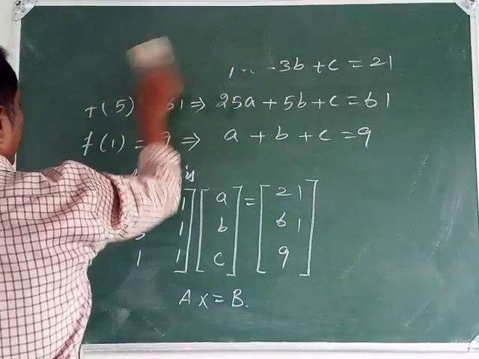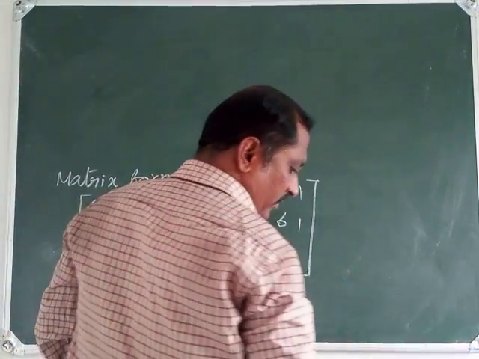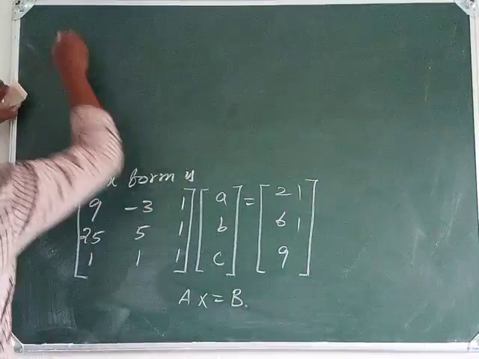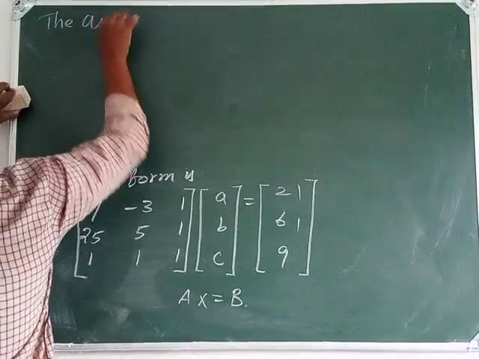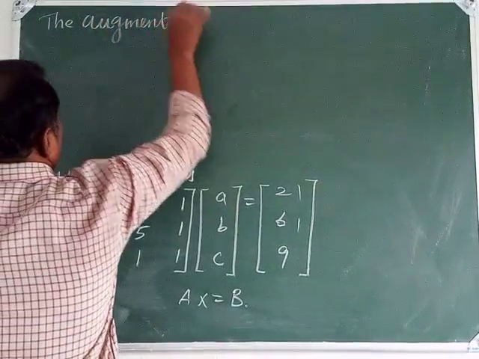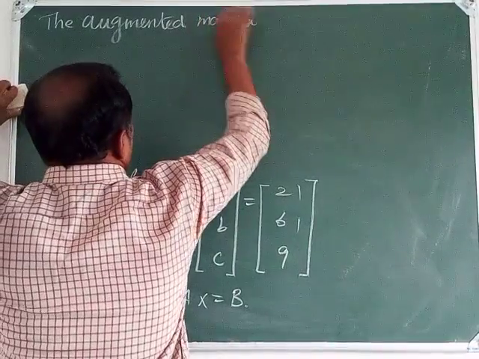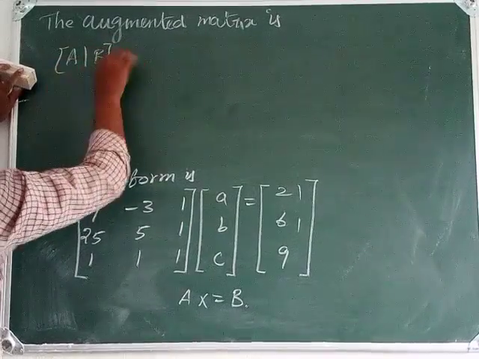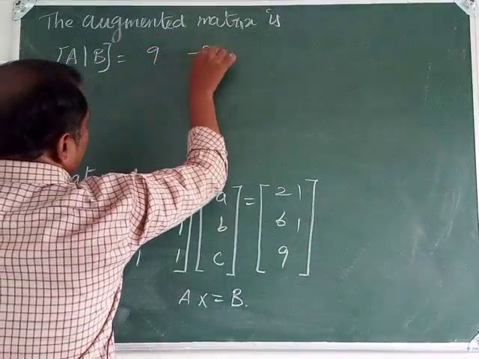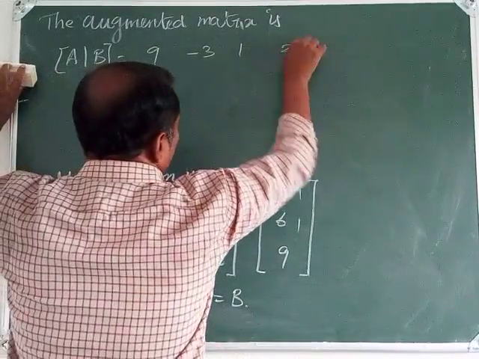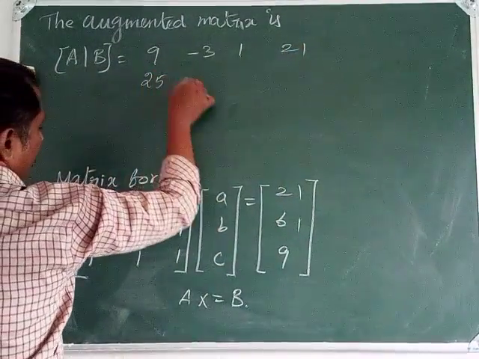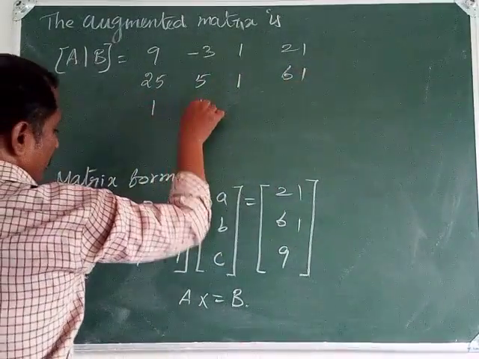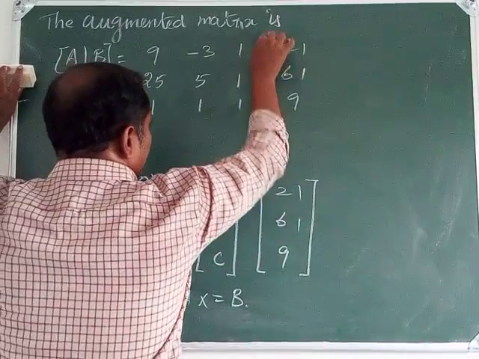Next, you have to write the augmented matrix. So the augmented matrix is A slash B, which is 9, minus 3, 1 slash 21; 25, 5, 1, 61; and 1, 1, 1, 9.